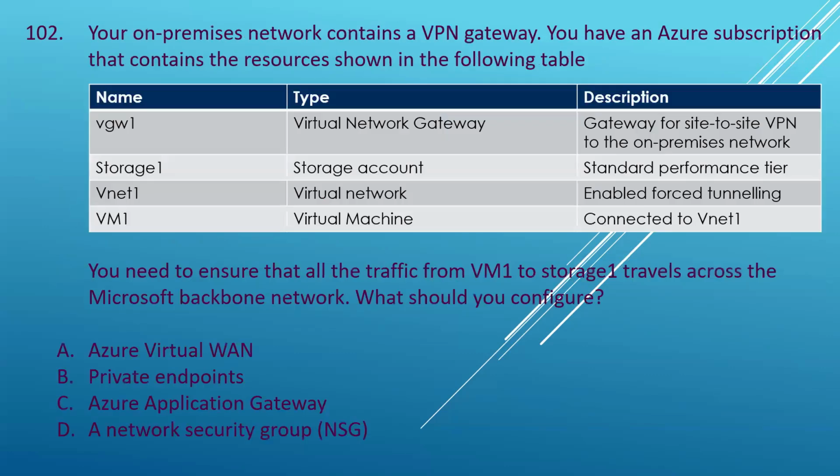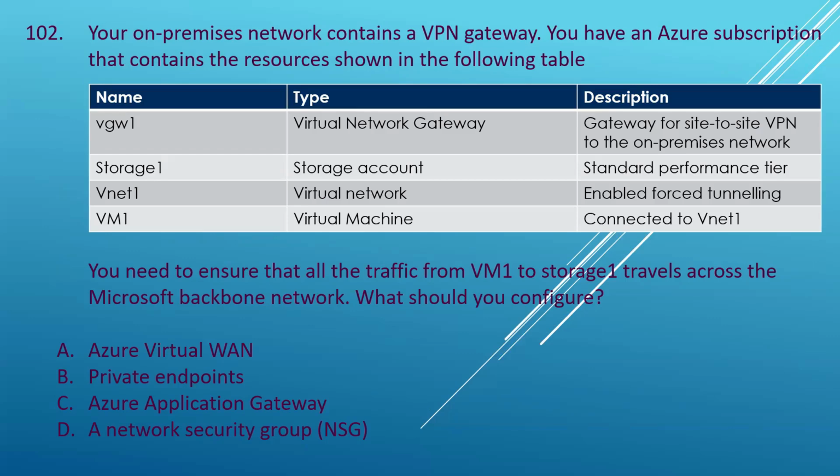Question number 102 of the series. Your on-premise network contains a VPN gateway. You have an Azure subscription that contains the resources shown in the following table. Now you have a resource named VGW1, which is of virtual network gateway type, and the description for the resource is gateway for site-to-site VPN to the on-premise network.